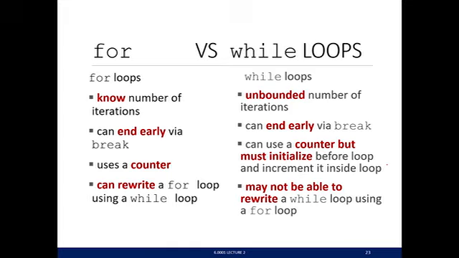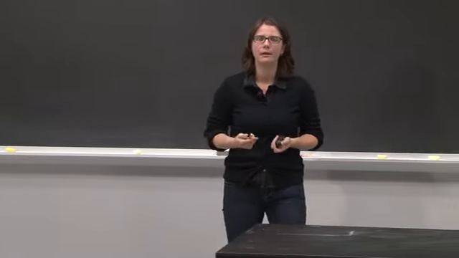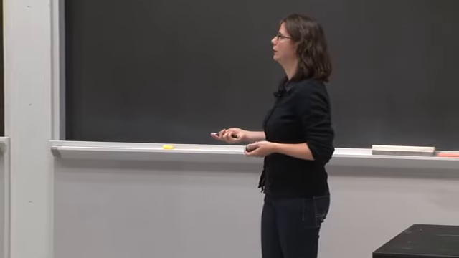The for loop uses this counter. It's inherent inside the for loop. A while loop, you can use a while loop to count things, but you must initialize the counter before the while loop, and you have to remember to increment it within the loop. Otherwise, you'll maybe lead to an infinite loop.